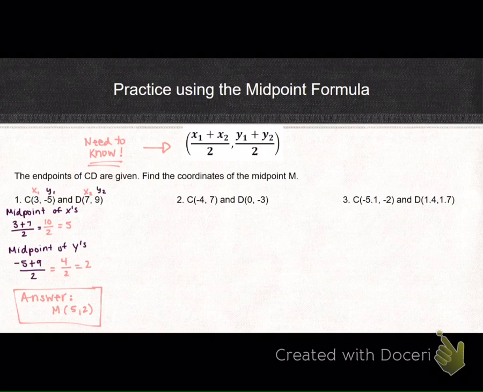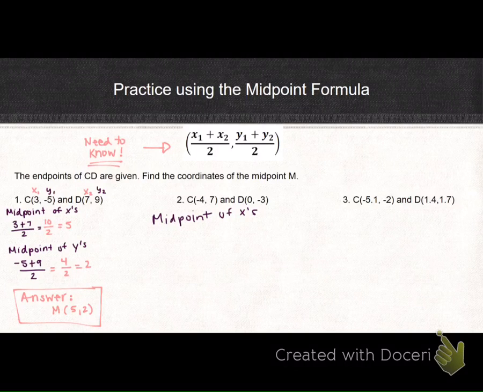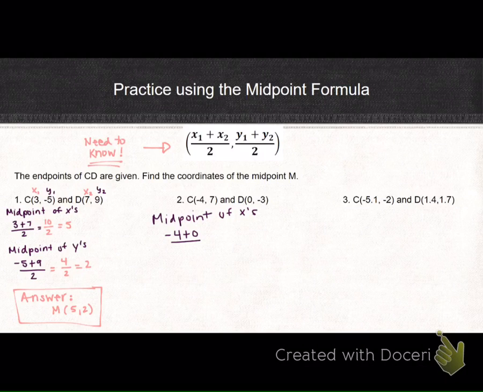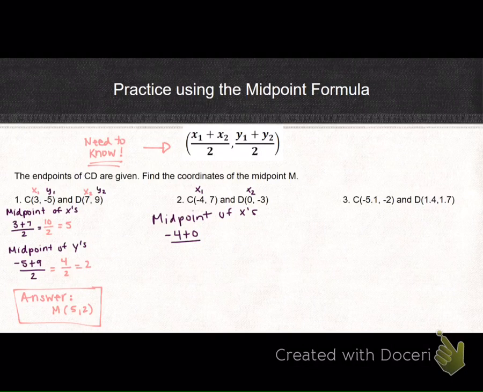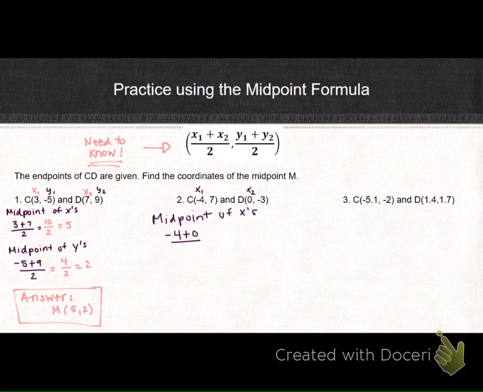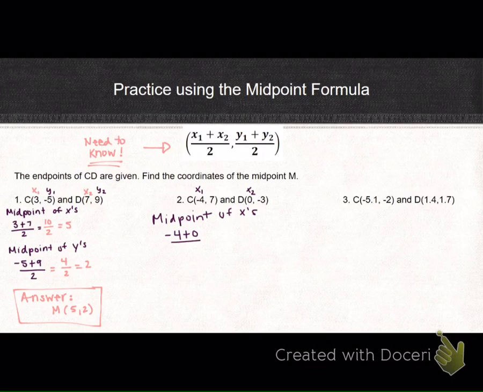Okay, Ian. Second one there, midpoint of X's. Maybe -4 plus 0 over 4. Be careful how many pieces you have. How many things are you adding together? 2, so you're dividing by? Oh, 2. Yeah, the average always has you divide by the number of pieces there are.